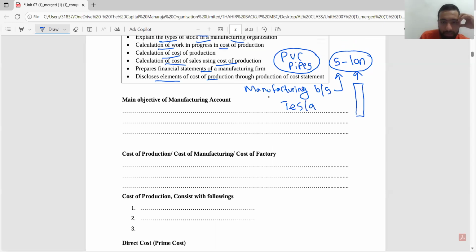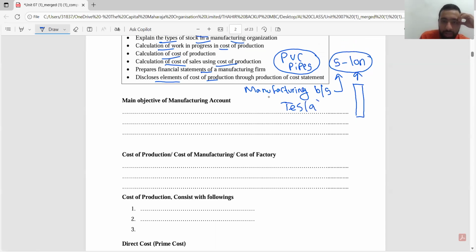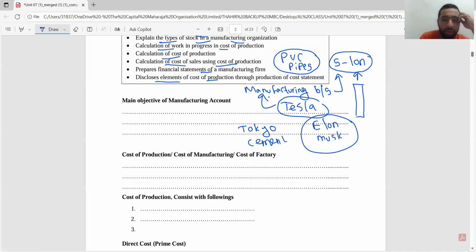Tesla. Have you all heard of Tesla? Elon Musk, the richest person in the world, also has a manufacturing business. And then Tokyo Cement, whose advertisements run on TV. This is also a manufacturing company.